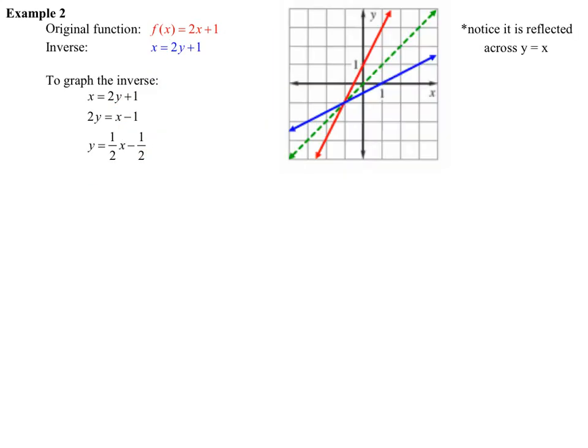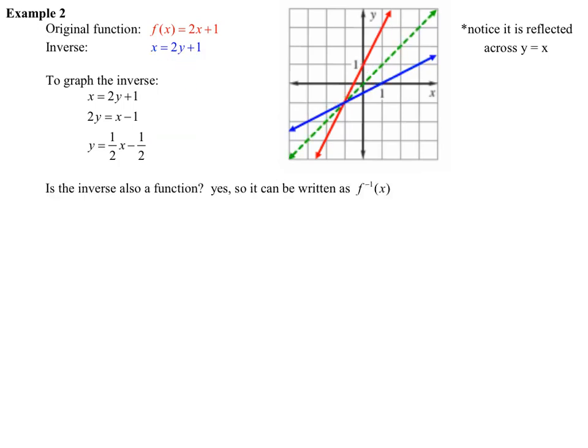And if I graphed each of these, I've put the original in red. 2x plus 1 has a y-intercept of 1 and a slope of 2. And x equals 2y plus 1, remember we rearranged it, has a y-intercept of negative 1/2 and a slope of 1/2, 1 over 2, just like that. So it's right here. Notice that it is also reflected across the line y equals x. Your inverses will always be reflected across the line y equals x.